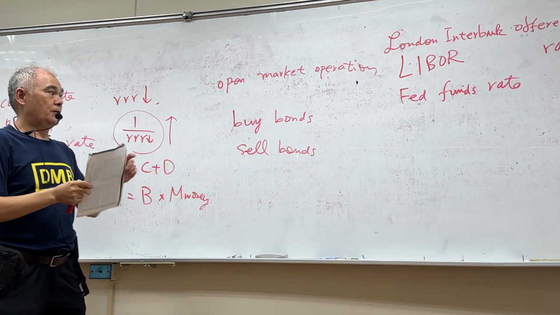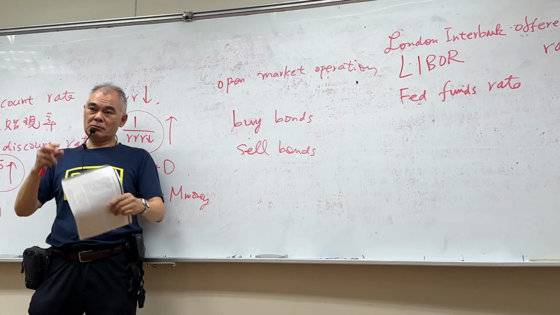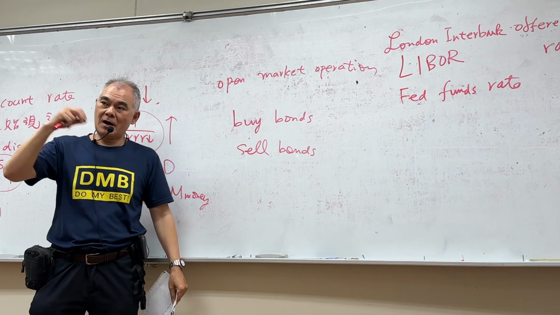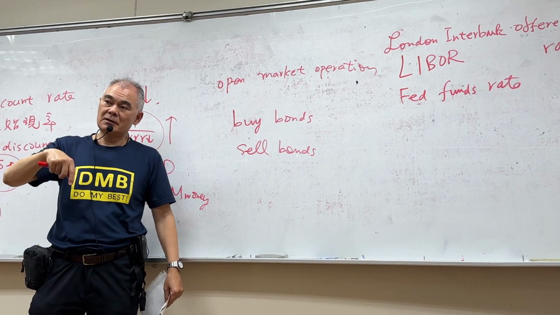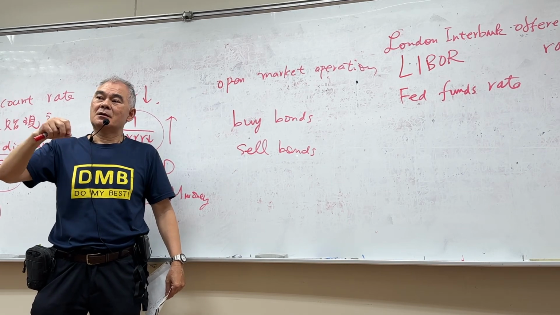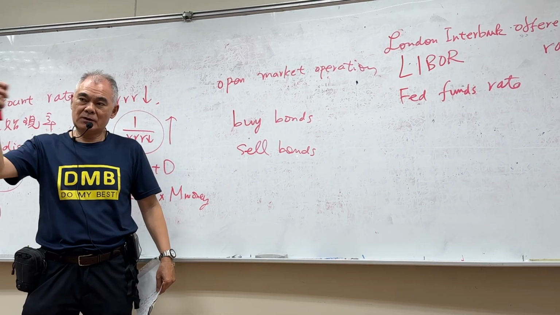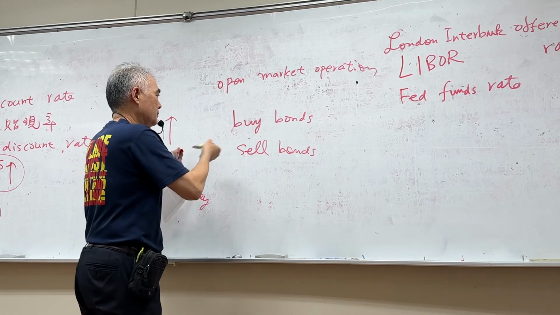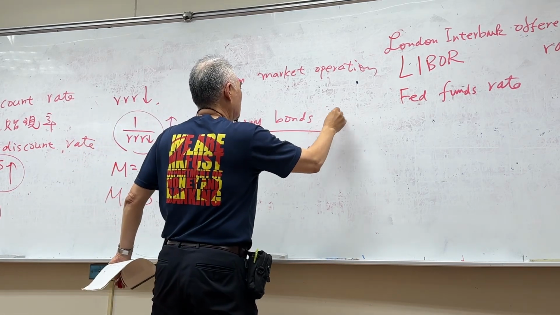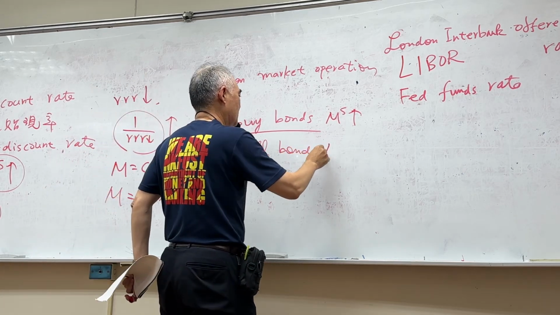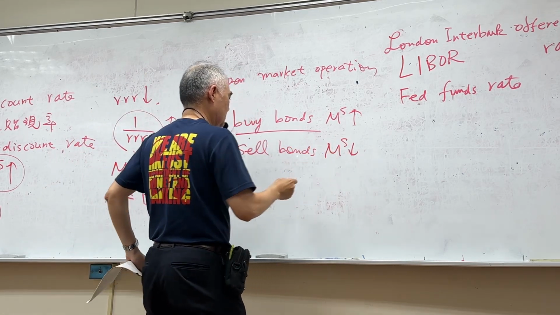If the central bank buys bonds, bonds are coming in, but then money goes out in exchange for the bonds. So if you buy bonds, the money supply will go up. And if you sell bonds, the money supply will go down.